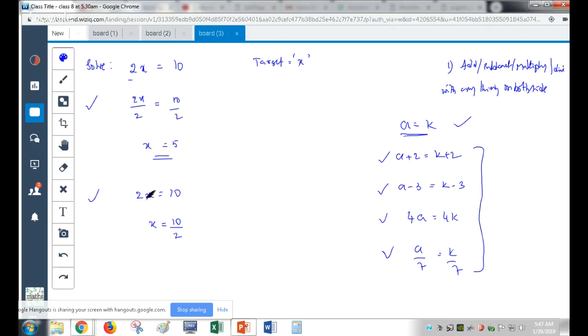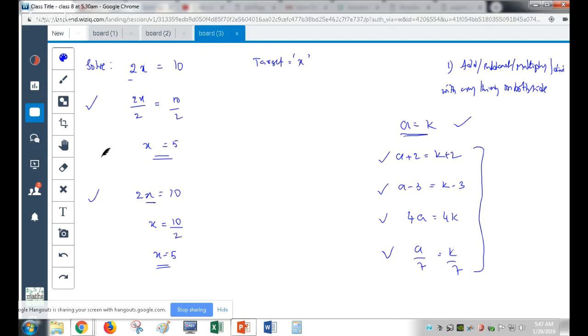Okay? 2 is getting multiplied. 2 into x. That means 2 into x. Operation is multiplication. When this 2 goes that side, because we want only x on left hand side, we don't want 2. So we have to send 2 to right hand side. Because it is getting multiplied, when it goes that side, it will divide right hand side. x is equal to.